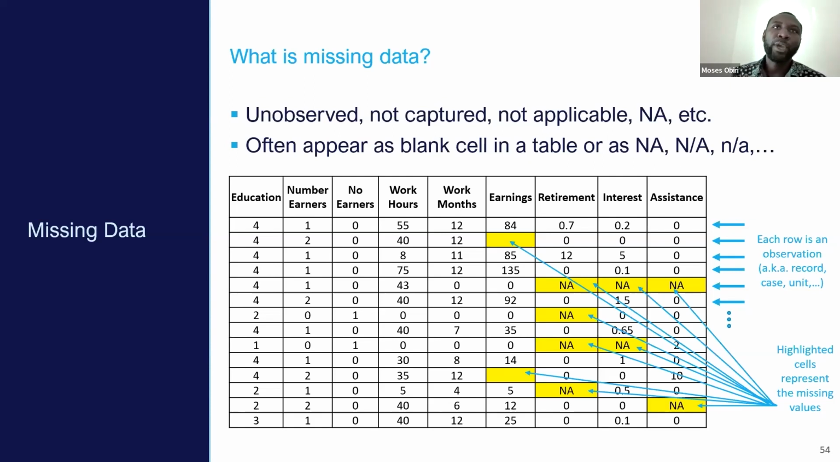Here, each row represents information from one person, and the missing data is represented by either a blank cell, with the highlighted yellow cells here, or with NA. Often, depending on the software that you are using, the missing data will appear as NA or N/A.